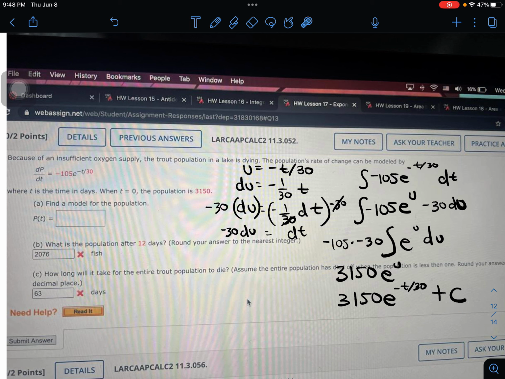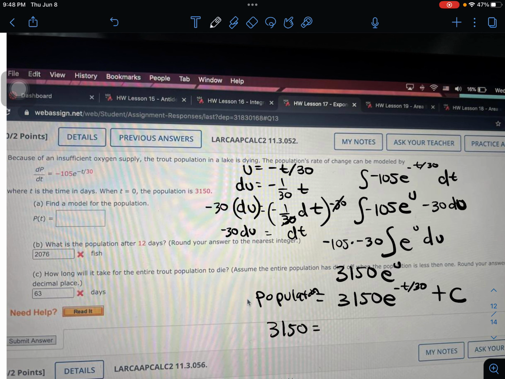Well, they give me some extra information. They say when that t is equal to 0, the population is equal to 3,150. So what I'm going to do is put a 0 into my t, right here, and my population is 3150. Remember, this right here equals the population. So into my population, I'm putting the 3150.